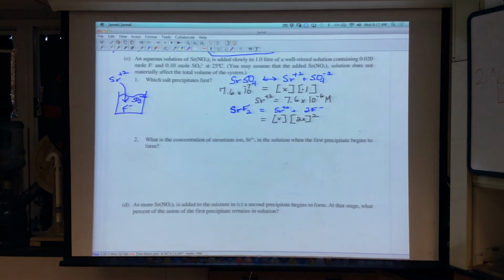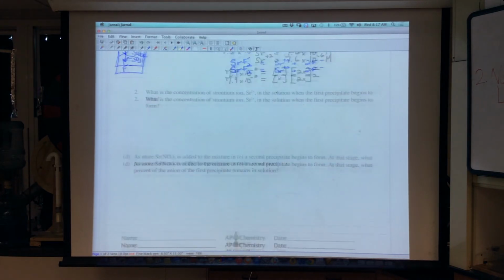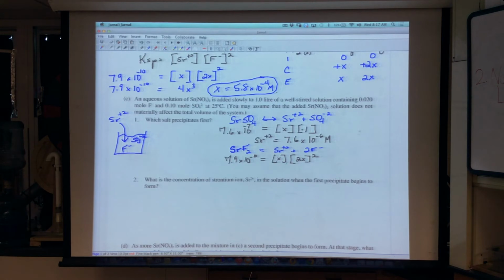So 7.9 times 10 to the negative 10. Solve for x. Okay? Well, the deal is we have a value. Oops, sorry. So it's not really 2x there, and this confuses some people. They're telling you that there are fluoride ions already in the solution. How much? There's 0.02 moles of it per 1 liter. So, my friends in chemistry, the 2x, we don't multiply that by 2. That is the actual concentration.